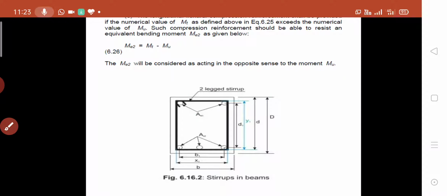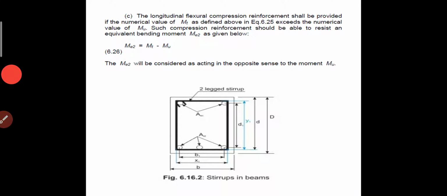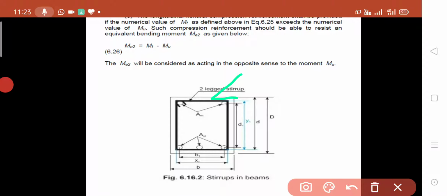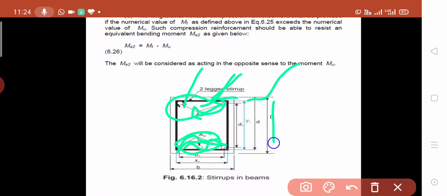This is the reinforcement we provide in beams. Here this is the area of steel at bottom side. This is also called tension steel, and this is the compression side steel, upper side steel. This is also known as compression steel, and this is the overall depth, which is denoted by capital D.